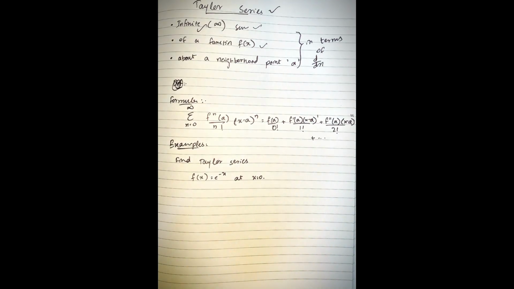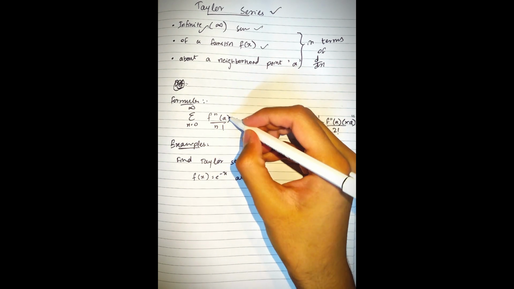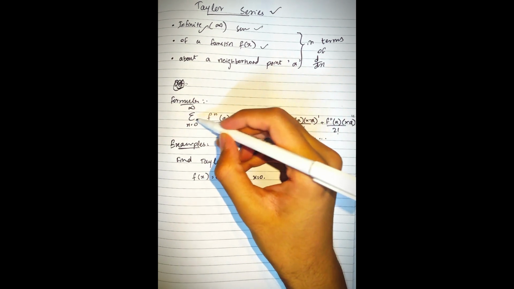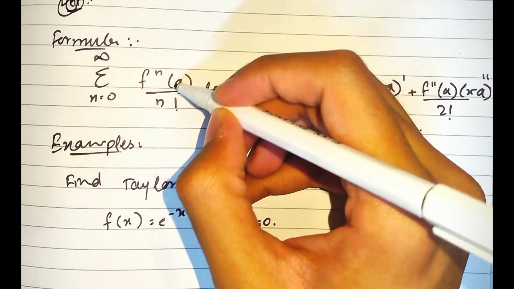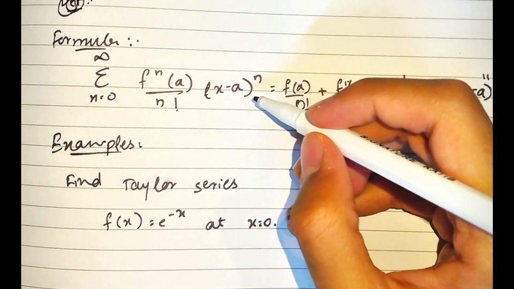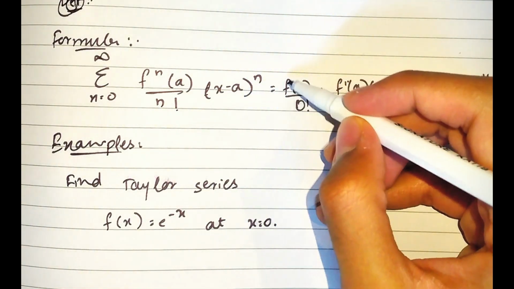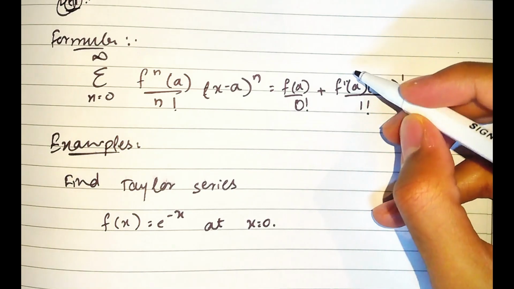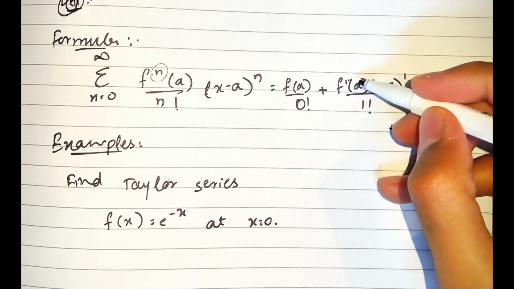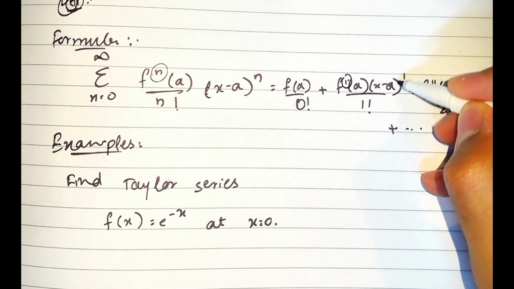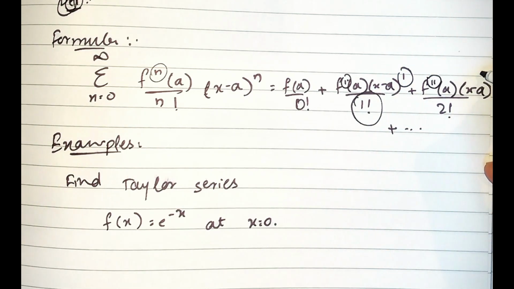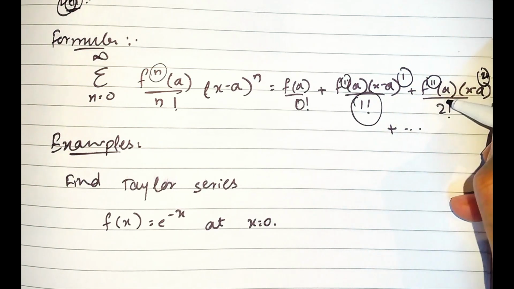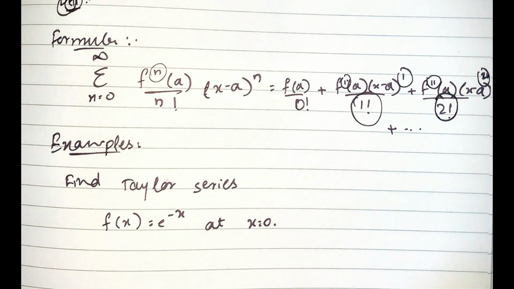So now, what is the formula for the Taylor series? The formula for the Taylor series says that you have the sum of f^(n)(a) divided by n factorial, times (x minus a)^n, where n starts from 0 and goes towards infinity. Notice how the n's are changing. You have the first derivative with the first power and the first factorial. You have the second derivative with the second power and the second factorial. Okay, so now let's solve some examples related to the Taylor series.